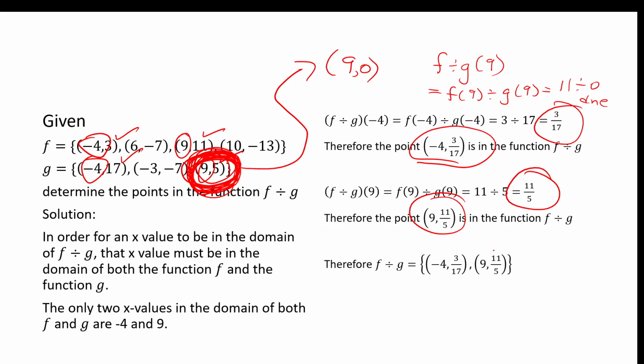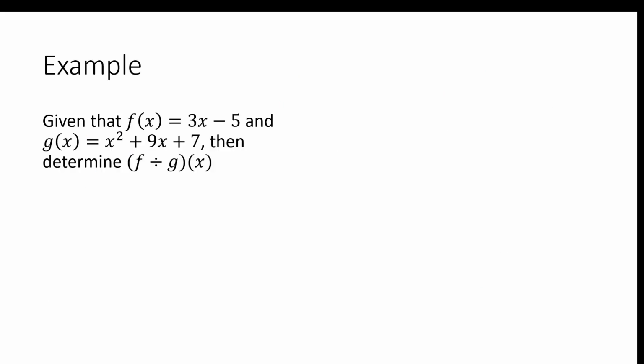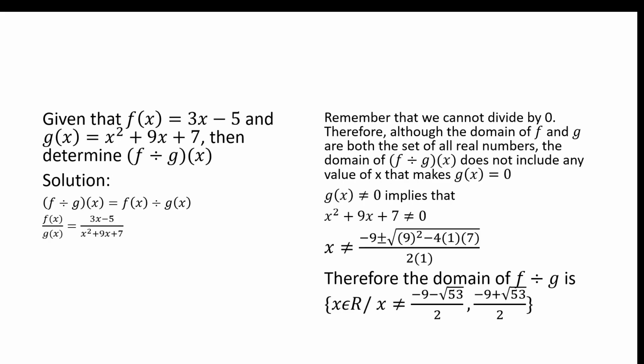So that's the one fundamental difference when talking about division of functions over the philosophies of addition, subtraction, or multiplication of functions. So let's try another one. Suppose we're told f of x is 3x minus 5 and g of x is x squared plus 9x plus 7. Suppose we want to determine f divided by g of x. Okay, well, f divided by g of x is f of x divided by g of x, which is equal to this expression right here.